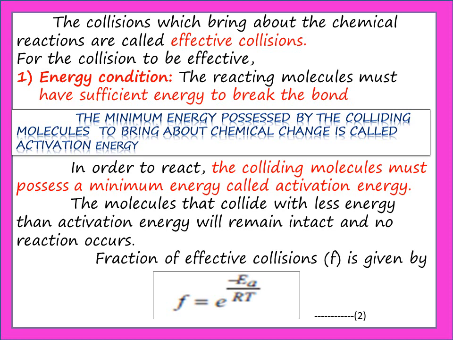If you see the graph, the reactant molecules possess a certain amount of energy, then the product has a certain amount of energy, and you have a peak. There is a value given as EA, which is called the energy of activation. In order to react, the colliding molecules must possess a minimum energy called the activation energy. The molecules that collide with less energy than activation energy will remain intact as reactant, and there will not be any reaction taking place. Only those reactants which possess energy more than the energy of activation can become product.